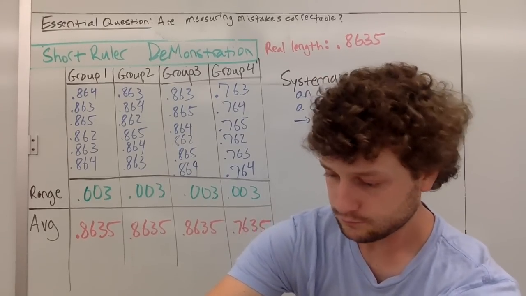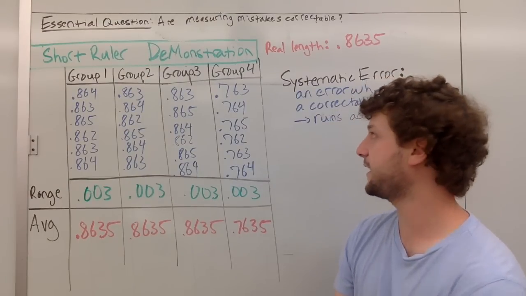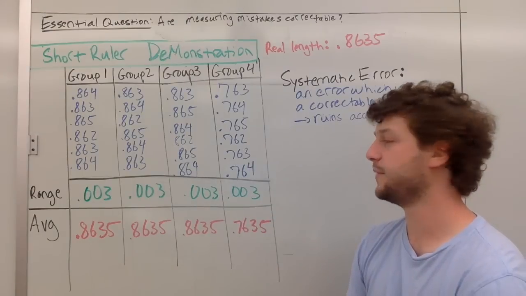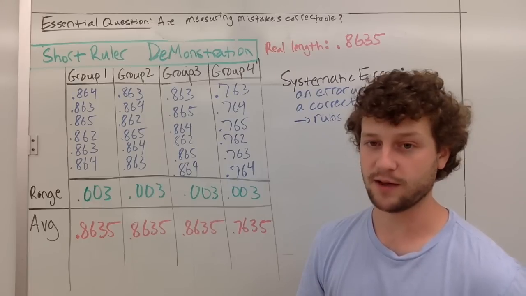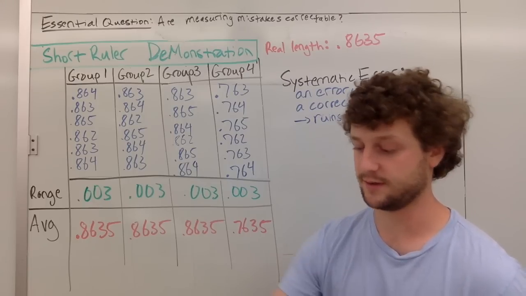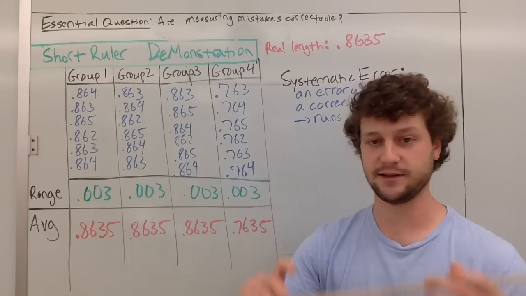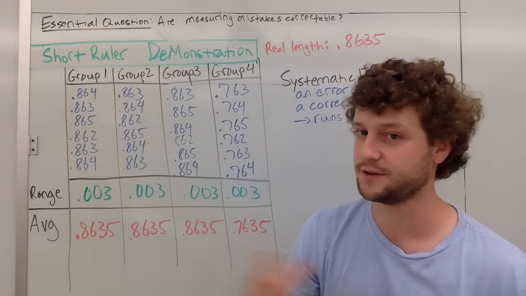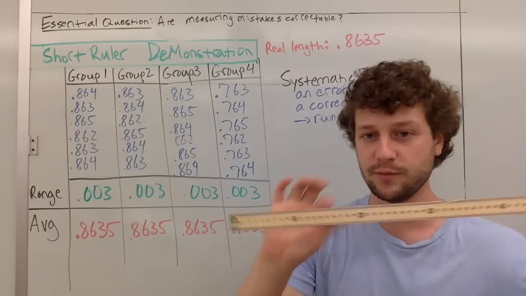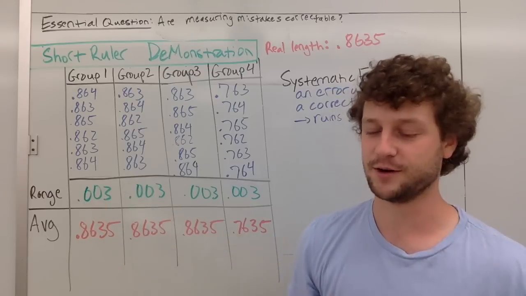Okay, so when we look back at this, can we look at group 4 and say they made a random error? No. There was nothing random about not noticing that they basically started their measurement at the 10 centimeter mark, because that's where the ruler started. There's nothing random about that. Once I show them the ruler and say, you started it at the 10 centimeter mark, they say, oh, okay.